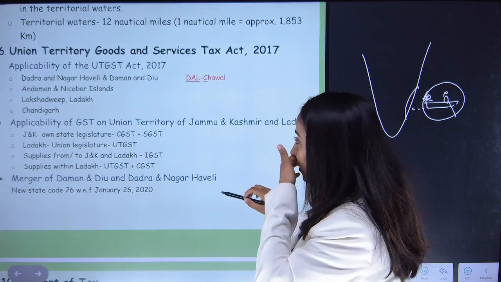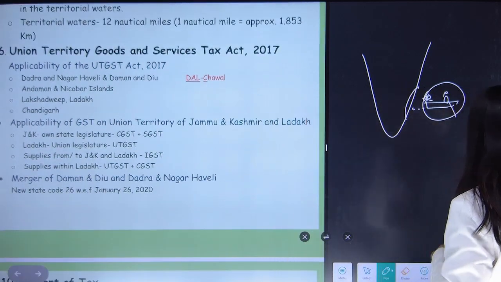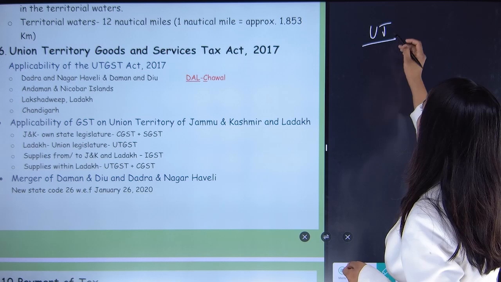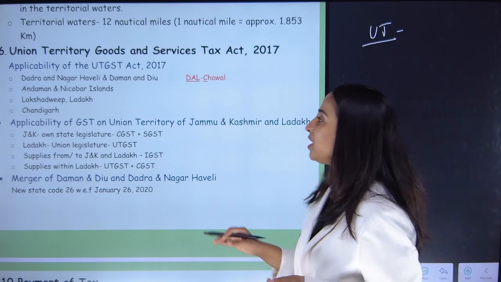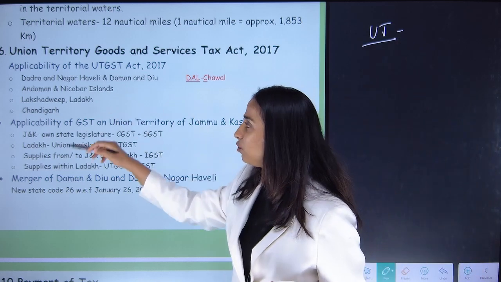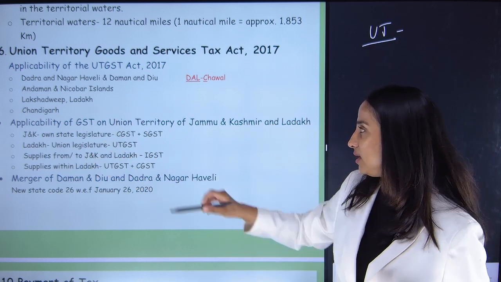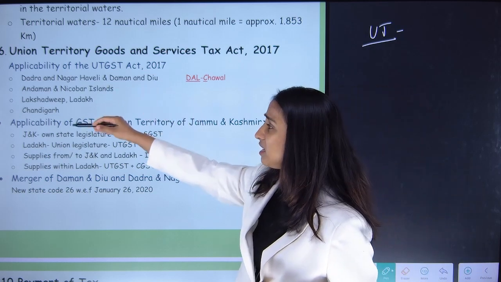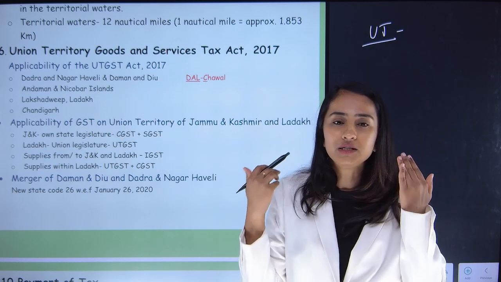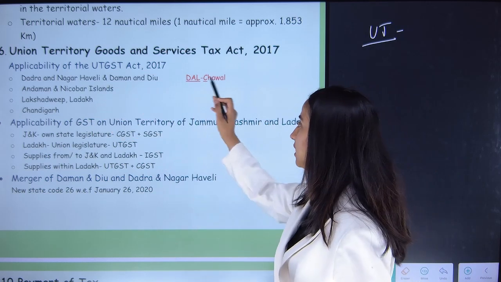Fine. Now, talking about Union Territory GST. What is UT GST? We all know what is a Union Territory. Here, these are the names of the Union Territories that we have. Just for remembrance sake, I've just kept this as Dal Chawal.